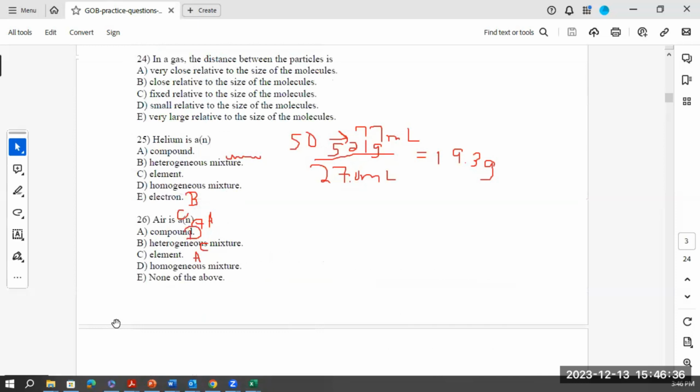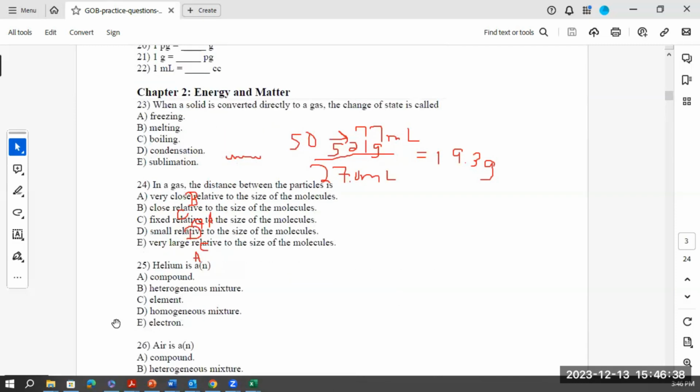Okay, so let's talk chemical changes. How you feel about that? Since we kind of got those units down pretty good. Okay, so when a solid is converted directly to a gas, the change of state is called sublimation. That is correct. Good job.